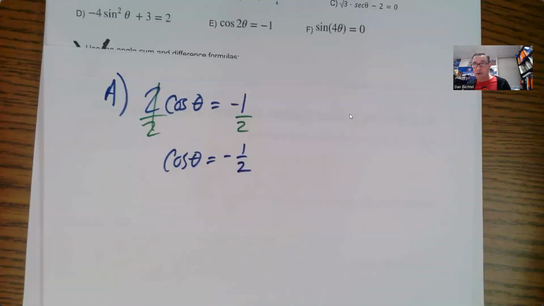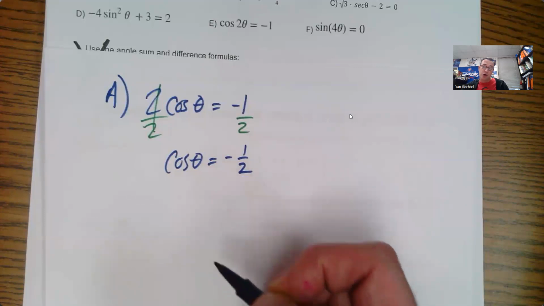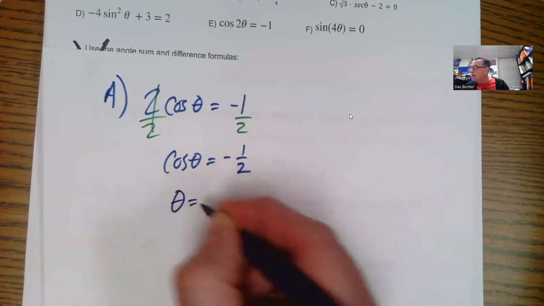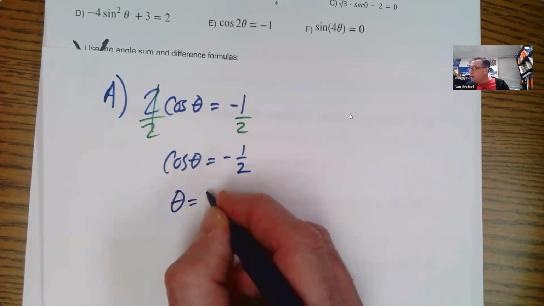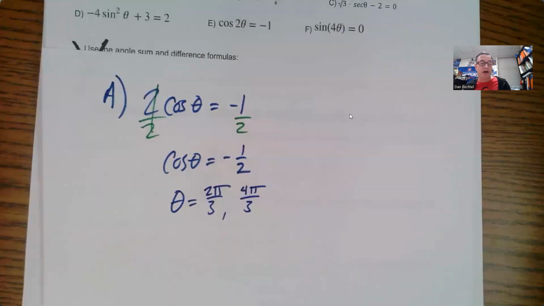All right, these are straightforward and easy. Once you've got it set up like that, you just have to think about where on the unit circle is equal to that. Now we're looking at between 0 and 2 pi, so one full rotation around the circle. Cosine is equal to -1/2 in the second and the third quadrant. So when I'm looking at this, my two values that I'm going to have for theta will be 2 pi over 3 and 4 pi over 3. Those are the two values that we have for this.